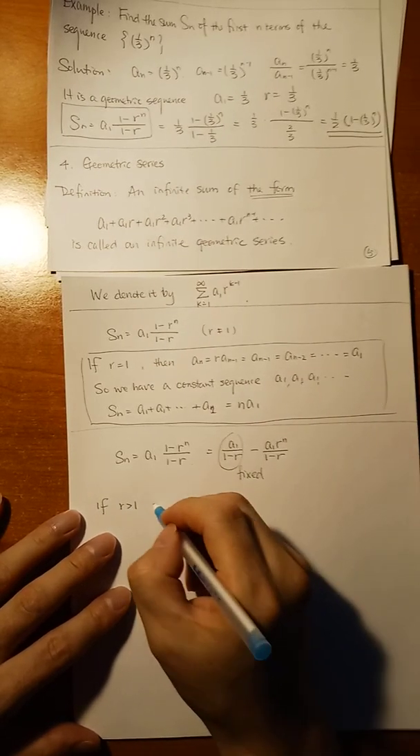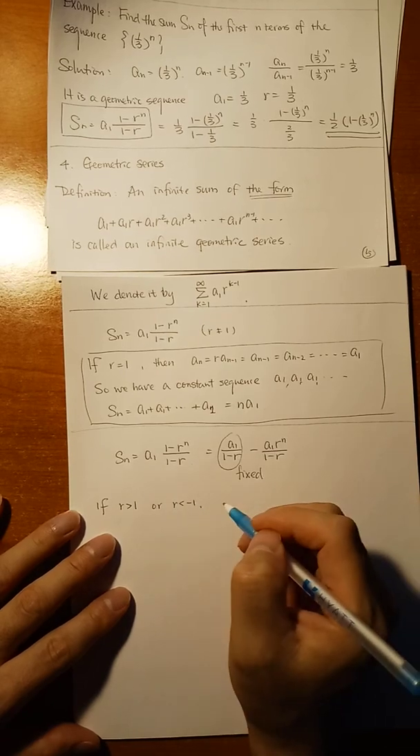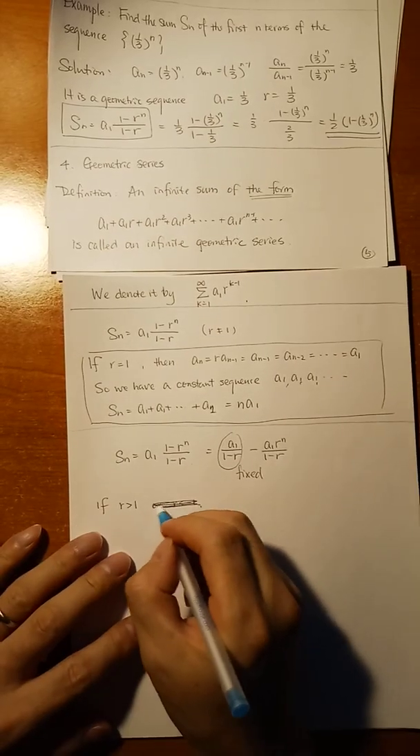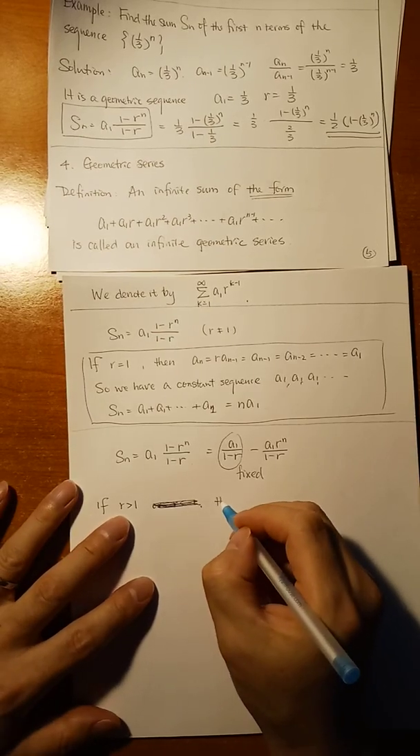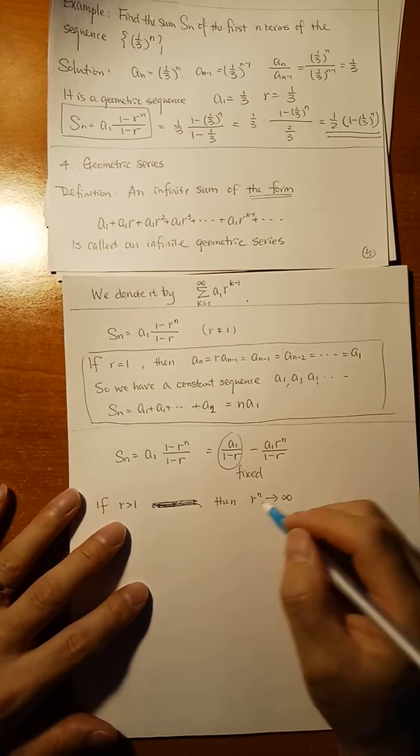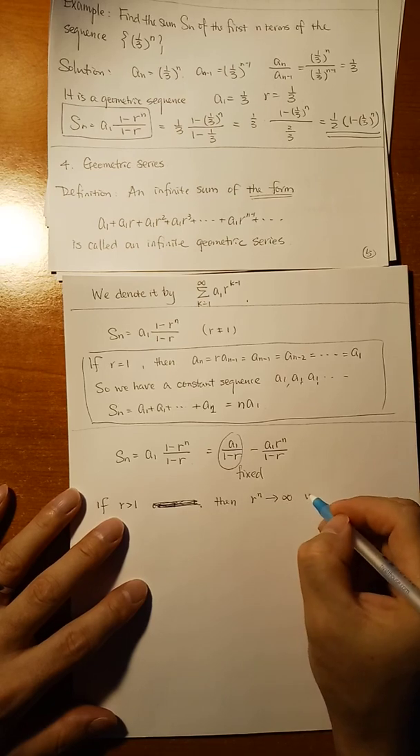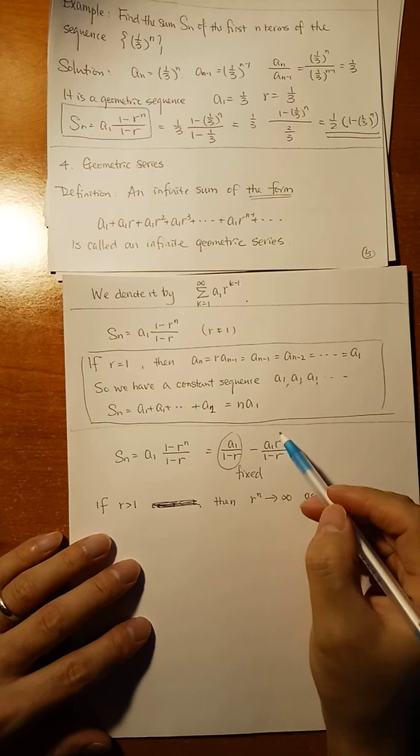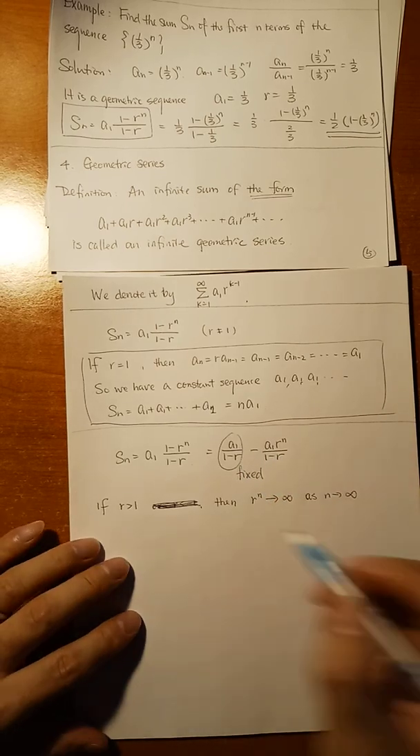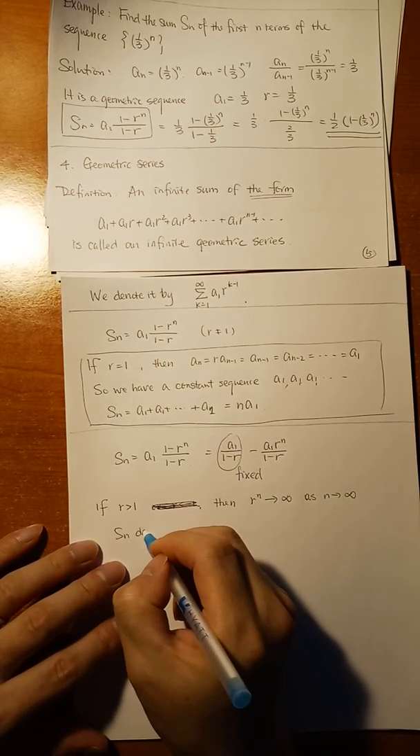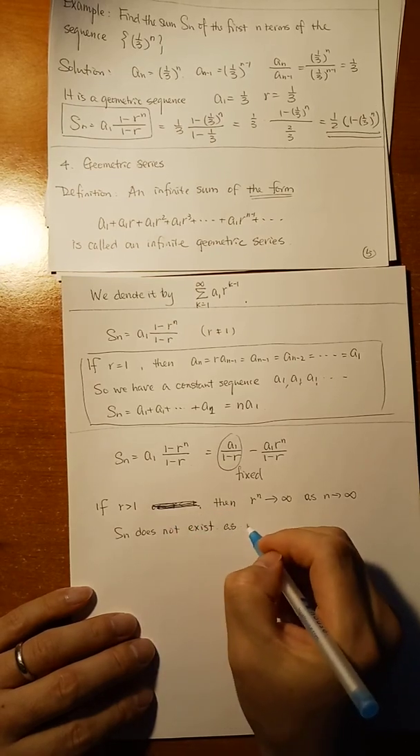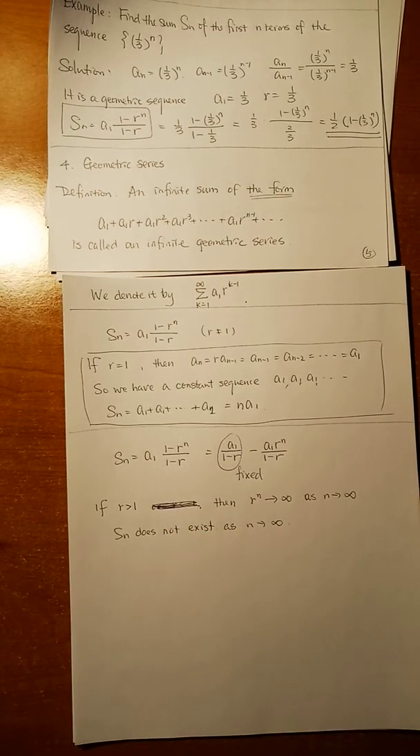If r is greater than 1, or r is less than negative 1, my bad. Let's discuss part by part. If r is greater than 1, then r to n will approach infinity. Remember, this is the exponential function. r to n will approach infinity as n approaches infinity. Then you will subtract infinity from a fixed number. It's nothing. The Sn does not exist as a number as n approaches infinity.